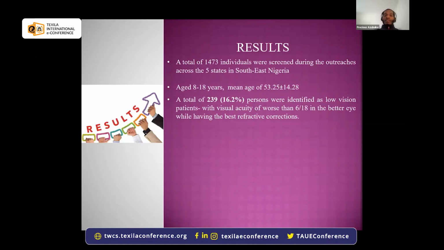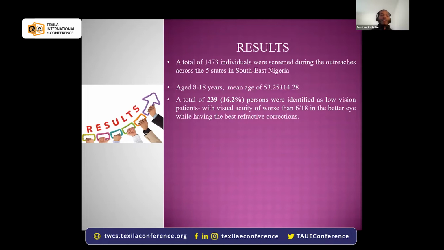So just brief socio-demographic results. A total of about 1,473 individuals were screened during the outreaches across the 5 states in southeastern Nigeria. They were aged between 8 to 18 years with a mean age of 53.25 and a standard deviation of 14.28.